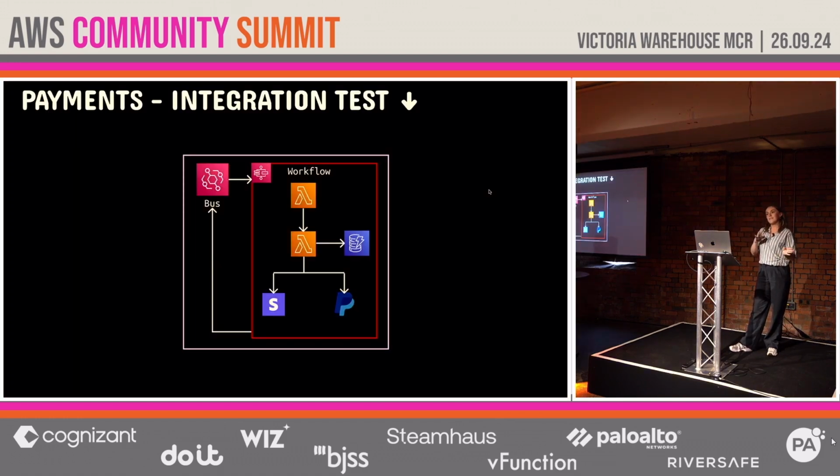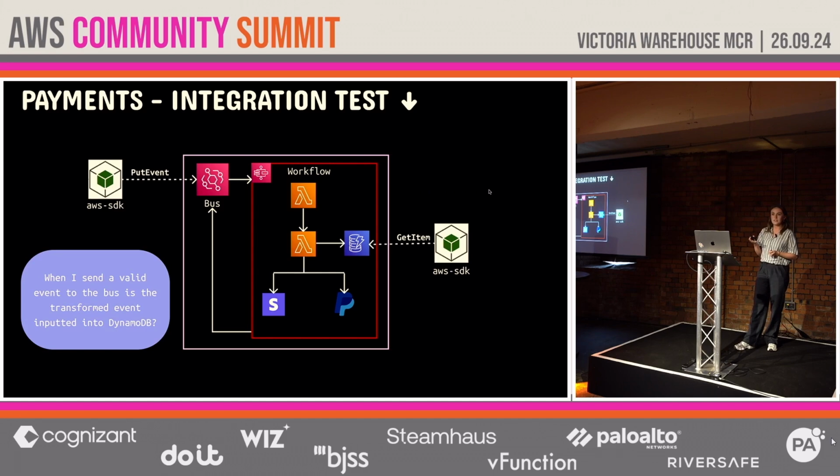So let's dive into payments, where it's a slightly different architecture. We've got an event bus, which is triggering a step function, which has some logic in there, and it puts something into DynamoDB. And then we've got some different payment providers, third parties.